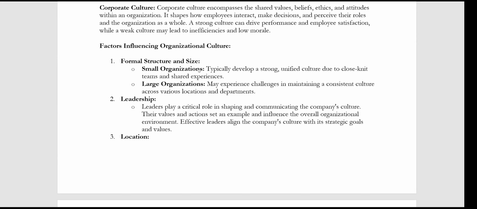So a strong culture can drive performance and employee satisfaction, while a weak culture may lead to inefficiencies and low morale. So the basic thing is that as part of your strategic objectives, you must have a better culture, which is going to influence the way your staff behaves. You go to some organizations, the employees are so zealous and ready to serve you. You go to some places, it's like they want to beat you.